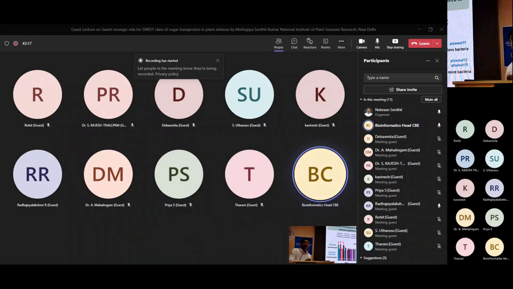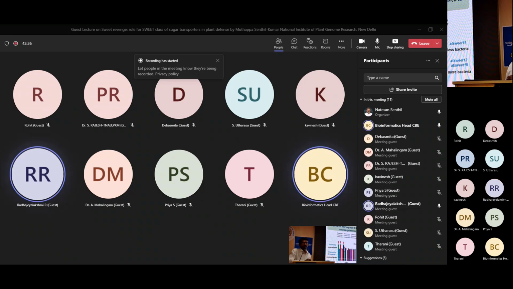But I'm trying to propose a parallel kind of defense mechanism by restricting the sugar availability in the plant. That could be a parallel sugar metabolism, which could be mediated by one of the mechanisms that are previously known. But this mechanism of sugar deprivation is the least explored part.